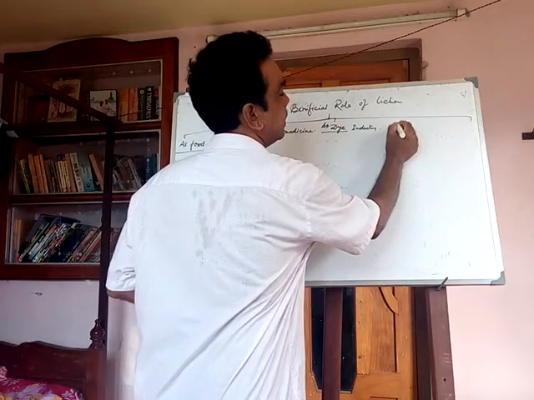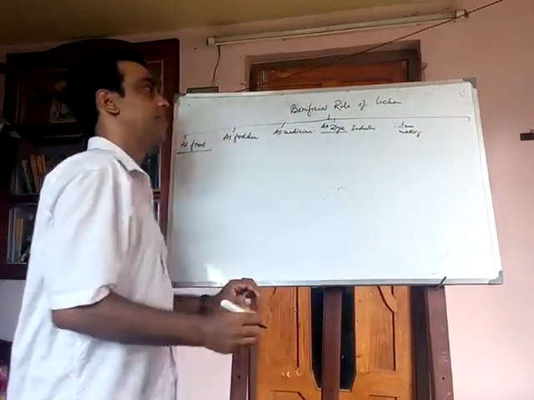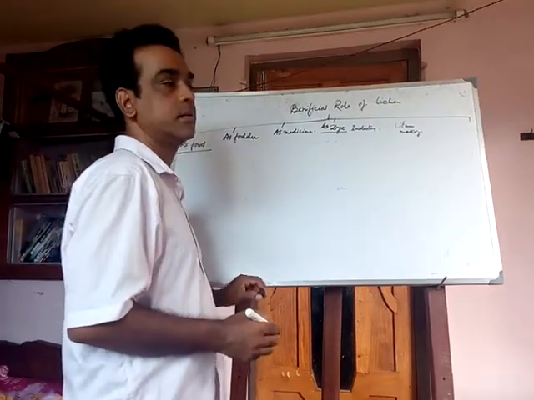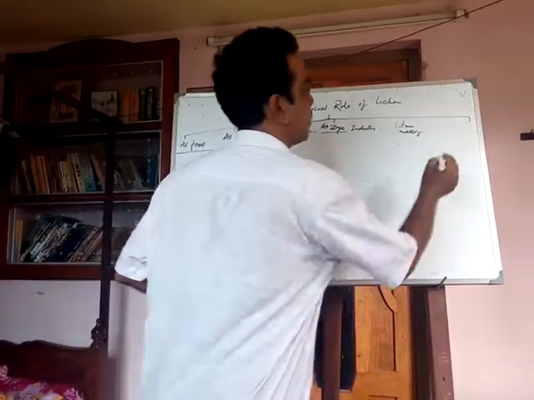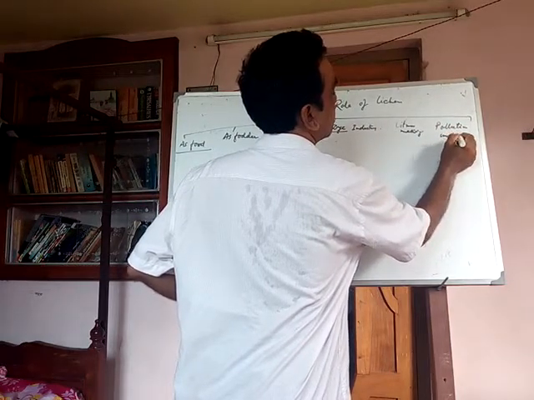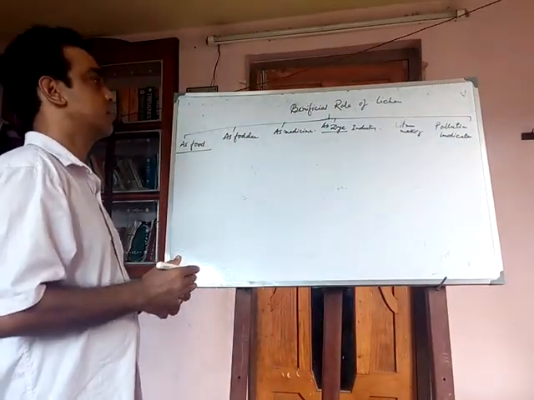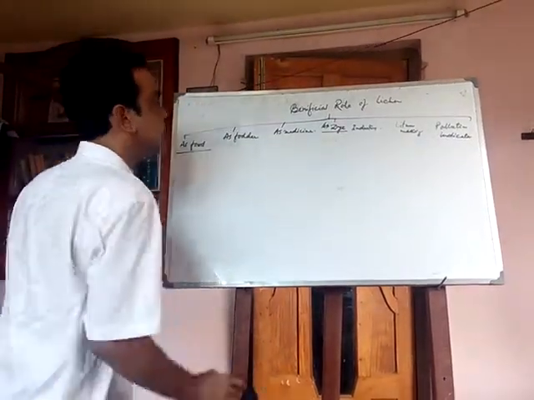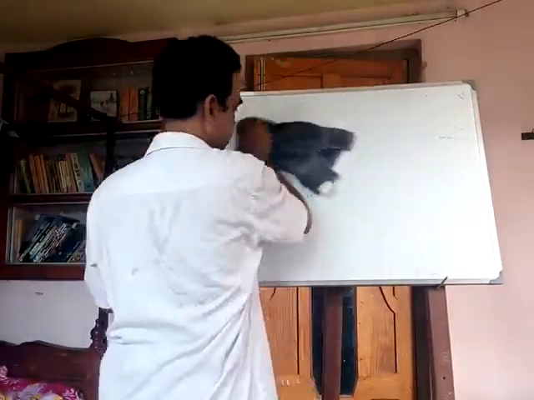And litmus making. Litmus, the indicator of acid-alkali materials, is made by the lichens, and they are also pollution indicators. So many positive roles can be played by the lichen. Now, this is the last part of lichen that we learn about.